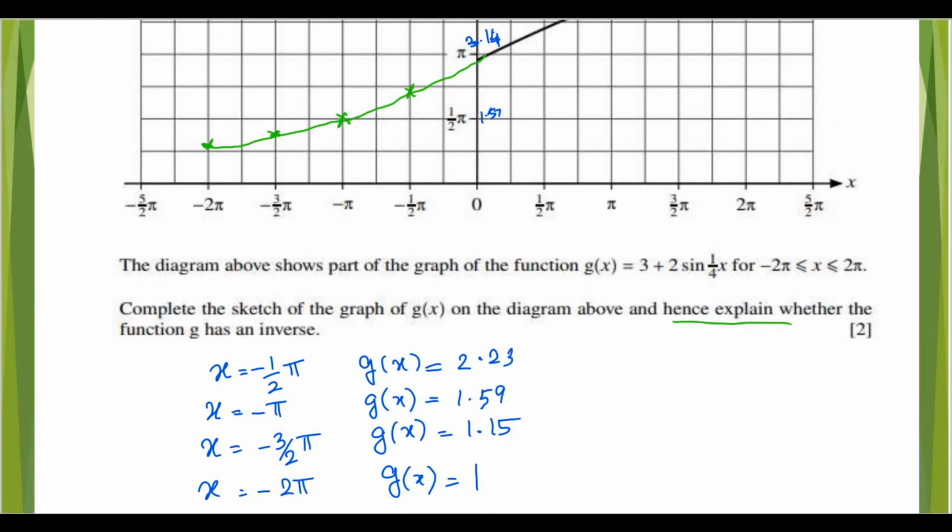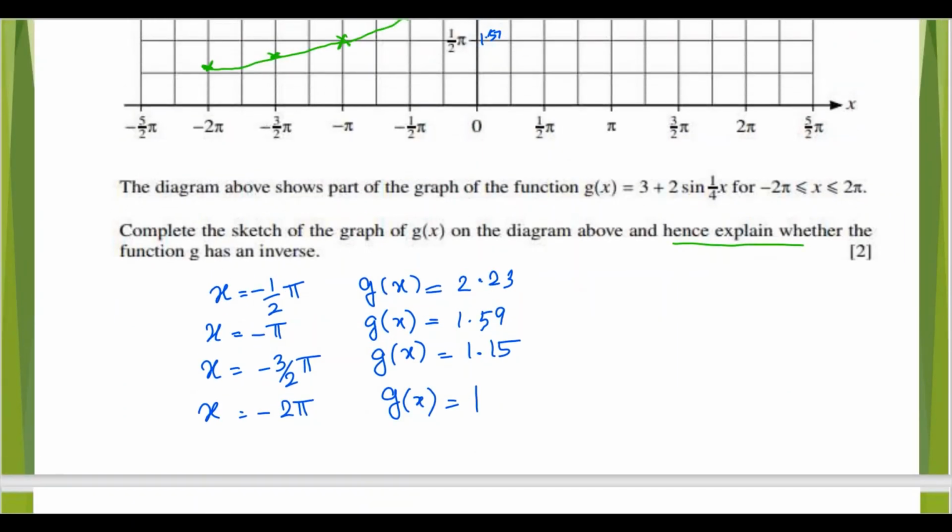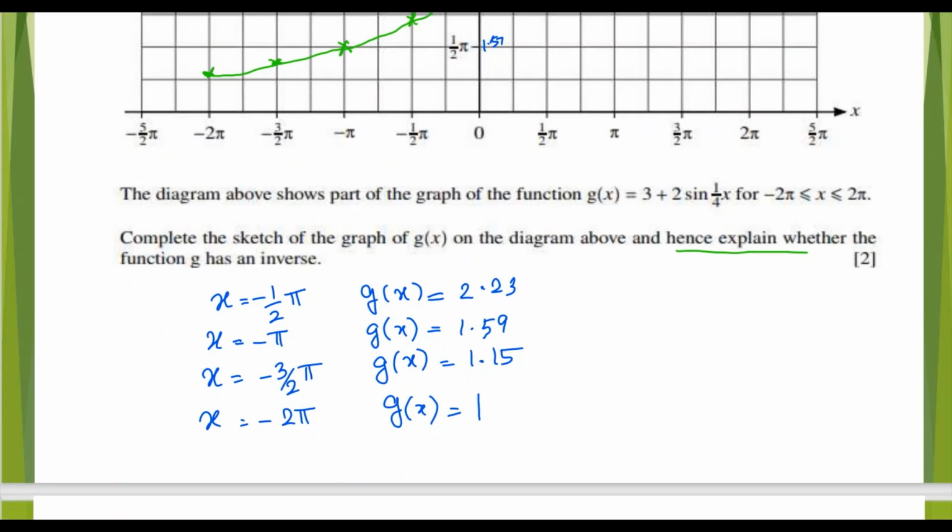So hence explain whether the function g has an inverse. The function g has an inverse because this is a one-to-one function, because each value of x corresponds to exactly one value of g of x. So g is a one-to-one function and it has an inverse.